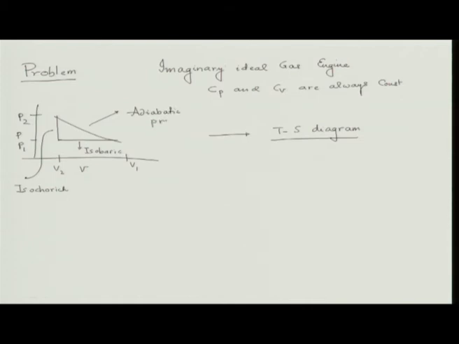I ask you the question, I put the arrows like this: isobaric followed by isochoric and then finally adiabatic. I ask you a very simple question: calculate the efficiency of this, okay.